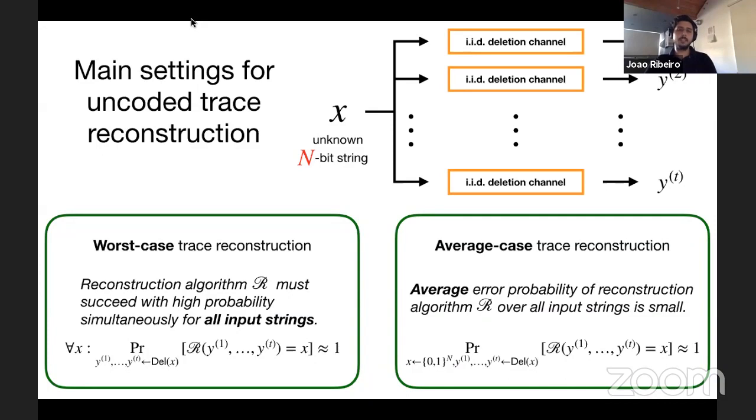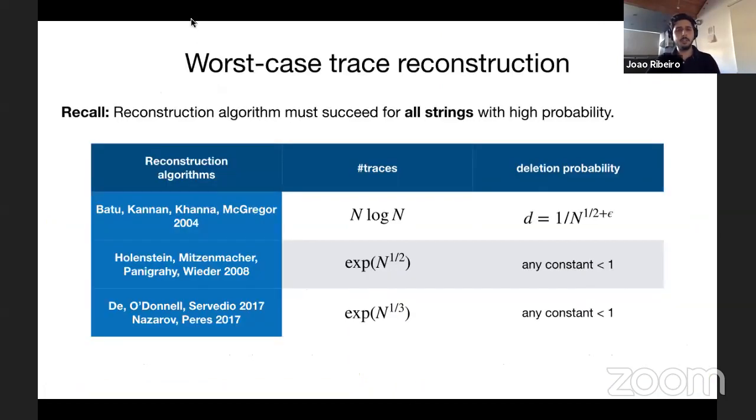Okay, great. So let's get into more technical detail. My goal here really is to give an overview of both these settings in the first part. And we're going to start with worst case reconstruction. So here are some of the main results. This was first studied by Batu et al. in the original paper, but they focus on a setting where the deletion probability is really small. And we're mostly interested in the case where the deletion probability is a constant.